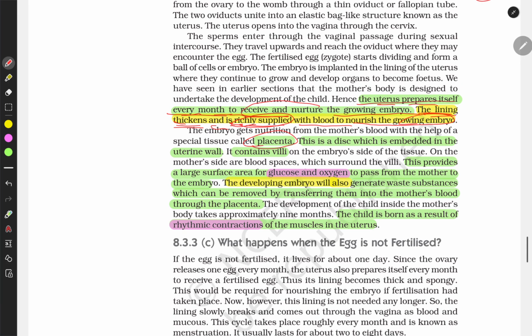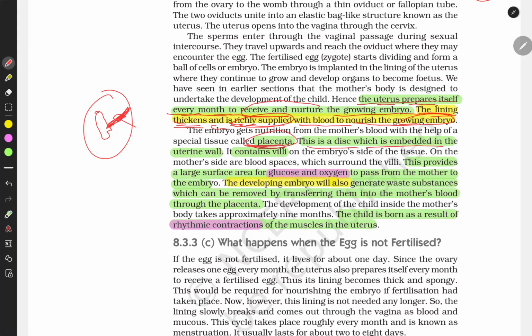And in case of fertilization, when the baby develops, there is a placenta, which connects the baby to the mother. This is the uterus, and this is, suppose, a baby. From its navel there is a placenta, which supplies everything: nutrition, excretion, even respiration happens through this tube, which is the placenta.